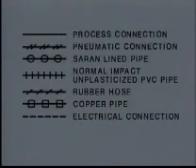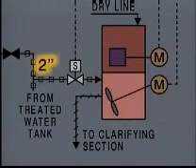P&IDs also give you information about the types of piping in a system and how each type is represented. Piping sizes are also noted on many P&IDs. Knowing the type of piping and its size can be useful when you're tracing a system in the plant.